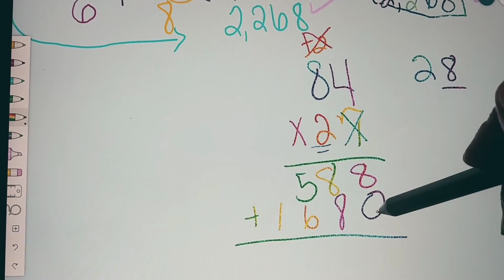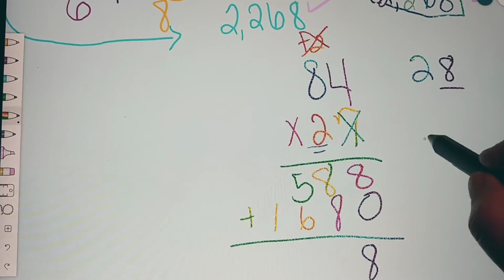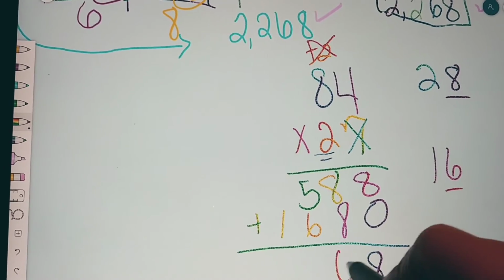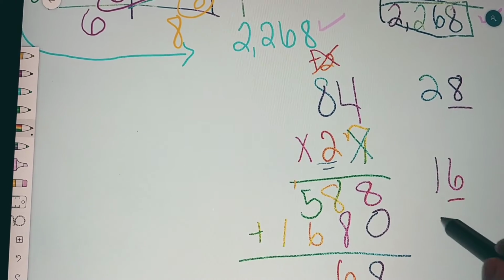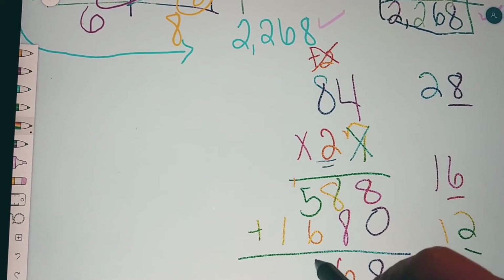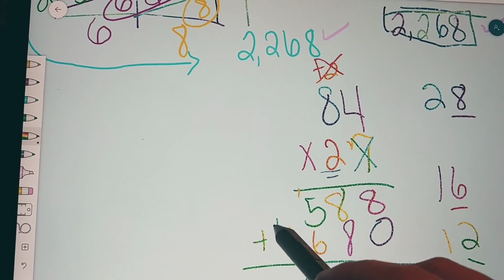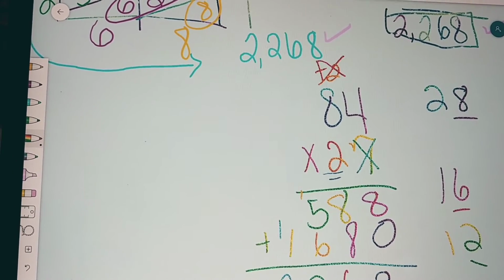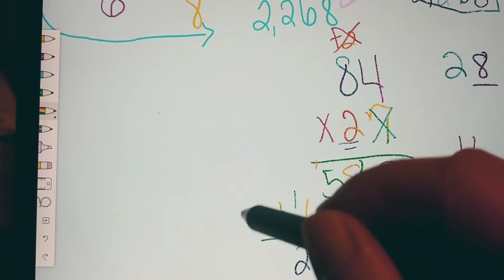Now we're going to add and find the sum of these two products. So 8 plus 0 is 8. 8 plus 8 is 16. We're going to put the 6 down here and carry the 1. 5 plus 6 is 11, plus 1 more is 12. We're going to take the 2, put it here, carry the 1. So then 1 plus 1 is 2. 2,268. Okay, let's see if we have the same numbers.